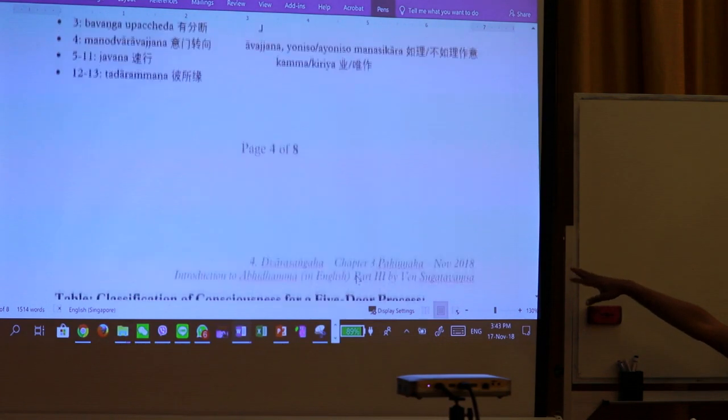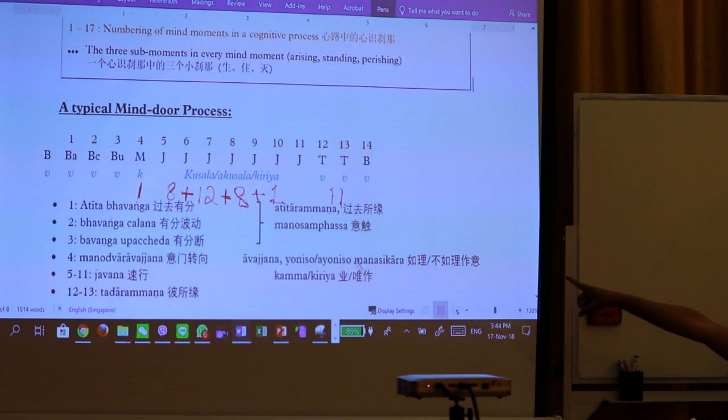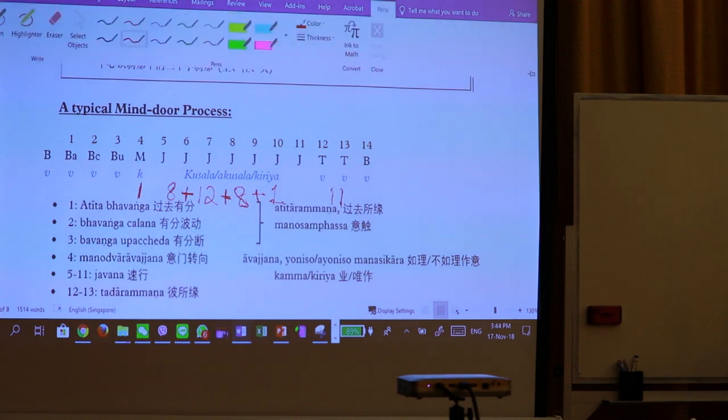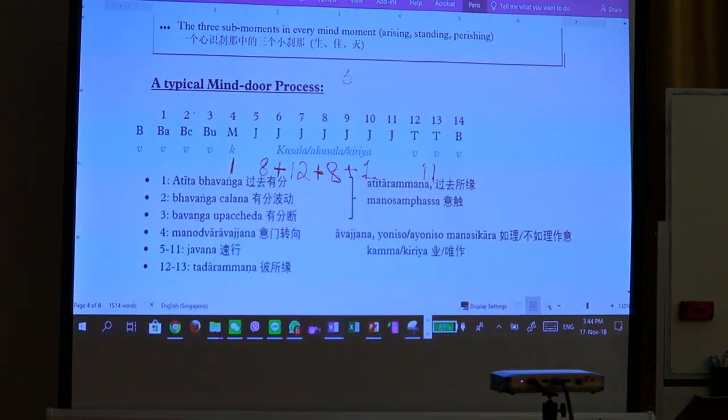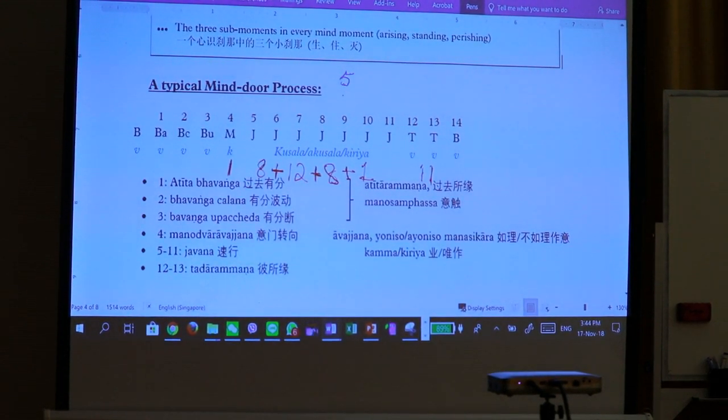Now, I want to show the count. Then in the jhana place, you have to add the 5 wholesome jhana, 5 functional jhana, 4 immaterial wholesome jhana, 4 immaterial functional jhana. Okay?